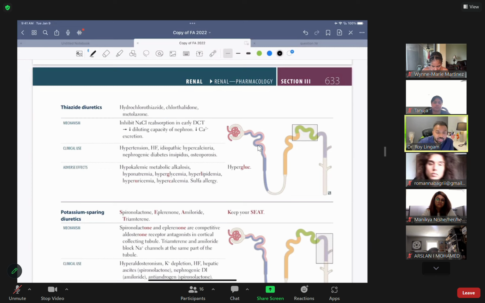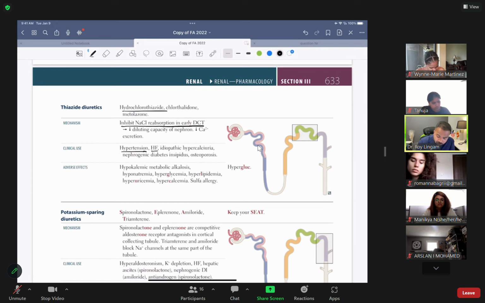Next, thiazide diuretics. Hydrochlorothiazide is a famous one. It inhibits sodium chloride reabsorption in the early DCT. So you are excreting sodium. We use it for hypertension. Why? So you could excrete fluid. Heart failure, we use it. Idiopathic hypercalciuria, which makes sense. If you do not want calcium to be in the urine, we give this medicine because it reabsorbs all the calcium back to the blood.